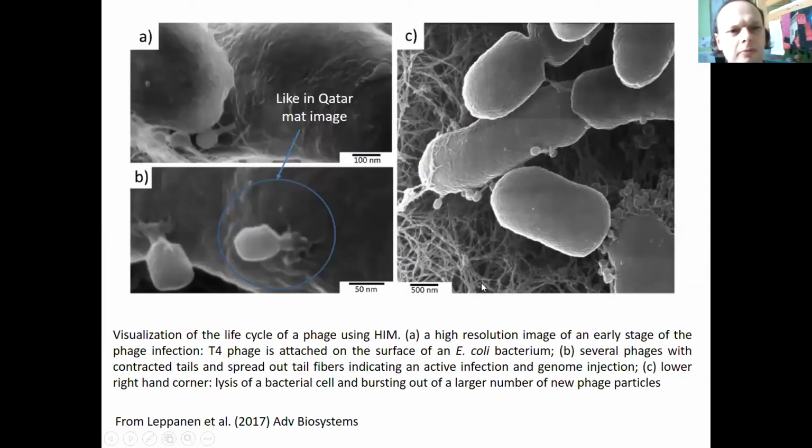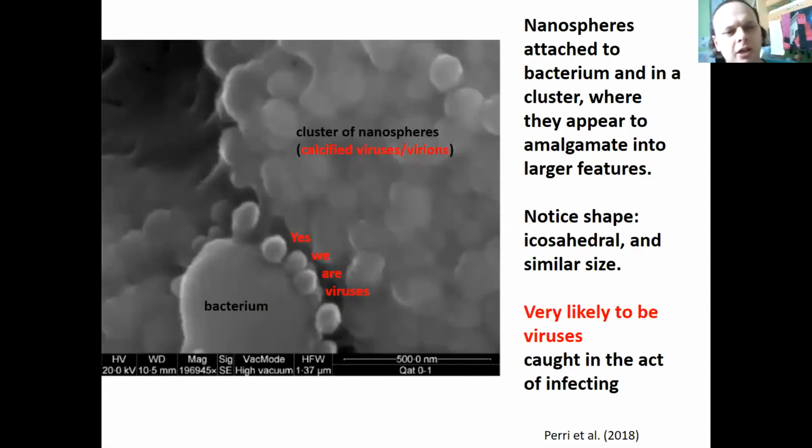And here is a very nice close-up picture from helium ion microscopy, where, like in our Qatar mat image, we have a very nicely recorded, or caught, virus in the action of infecting this bacterial cell. And I will show a very similar image later. Okay, here we go. So we have them here.